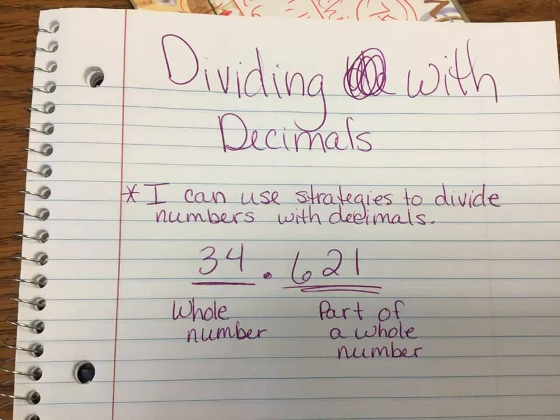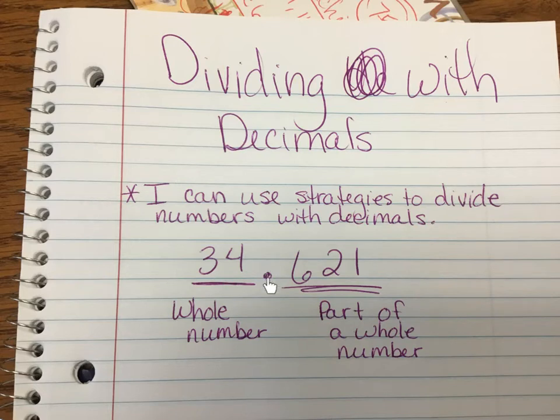Okay, so we're going to do some dividing with decimals today. Last time we worked on dividing with powers of 10, so 10, 100, or 1,000. And we noticed last time that when we did that, our decimal would move from one spot to another to make our number smaller. When we divide, we get smaller.